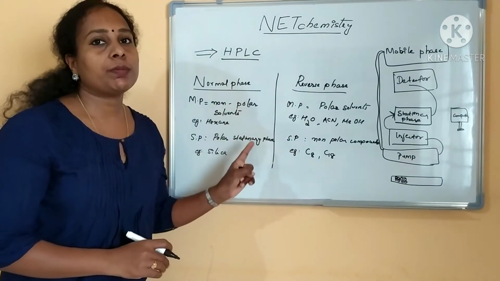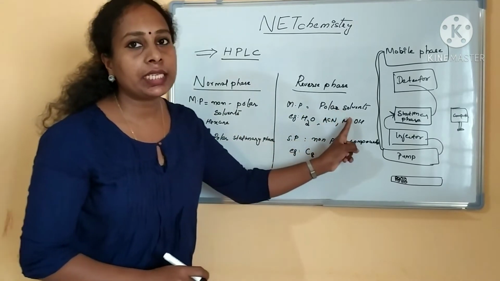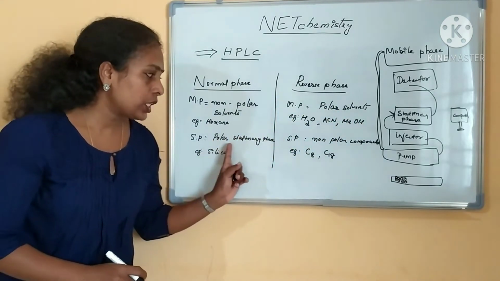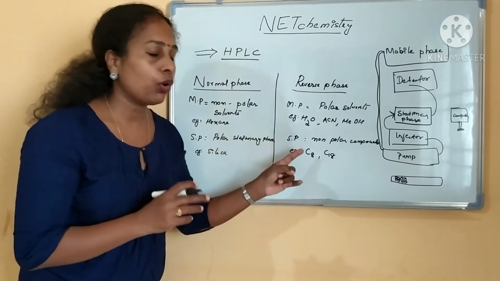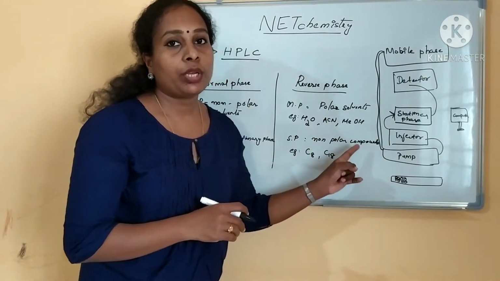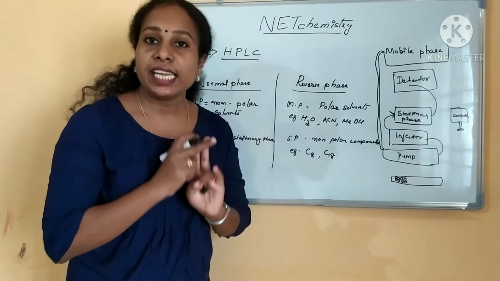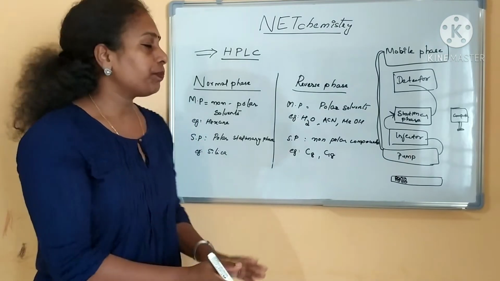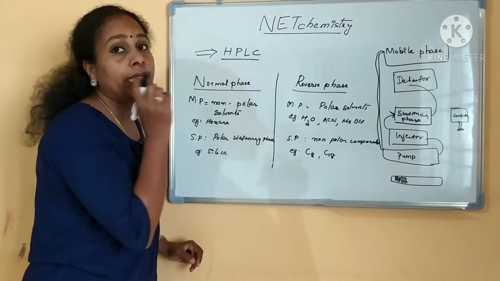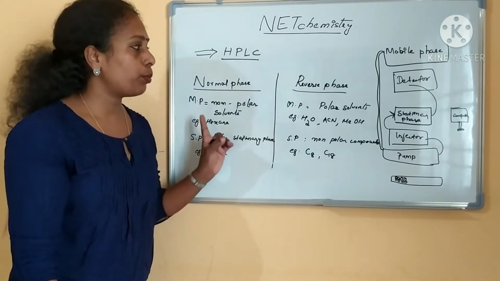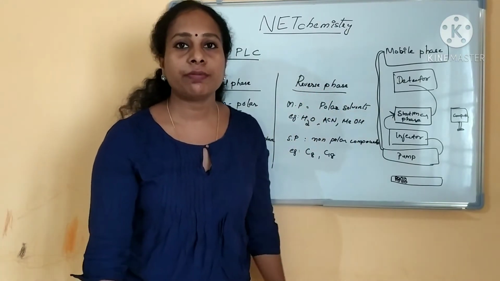This is the main difference between normal phase and reverse phase chromatography. Here the mobile phase is non-polar, but here we use polar solvents. And here the stationary phase is polar, with silica packing material in the column. But in reverse phase chromatography, the packing material is non-polar, like C8 chains or C18 chains. Now coming to sample analysis: what type of samples are analyzed by normal phase chromatography, and which samples by reverse phase chromatography?